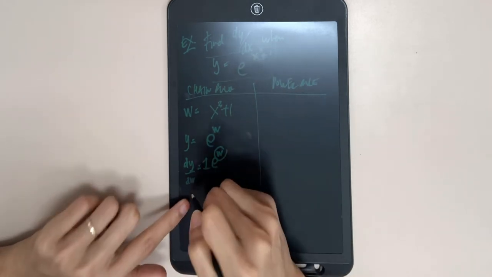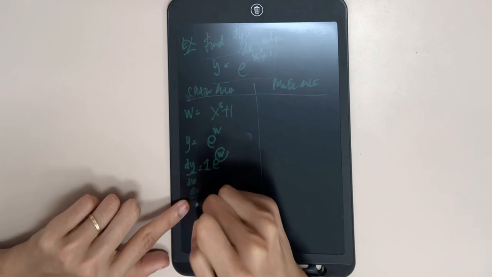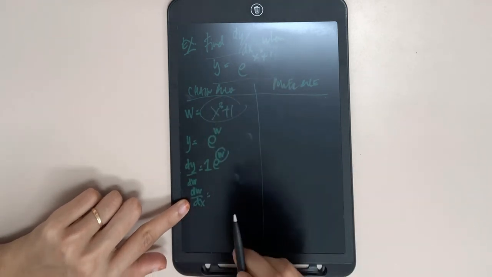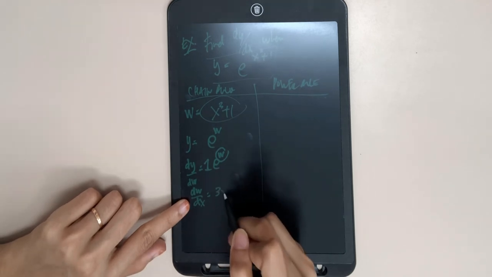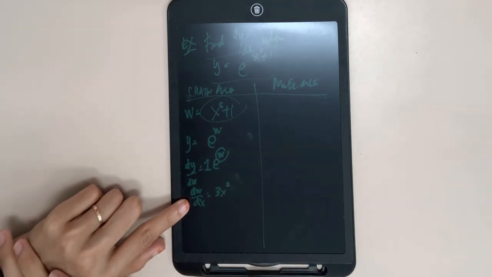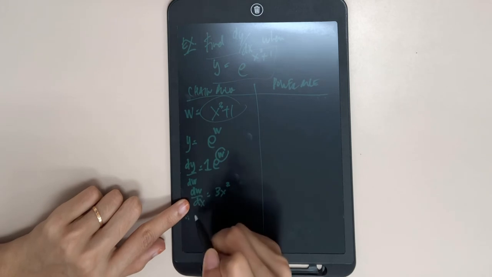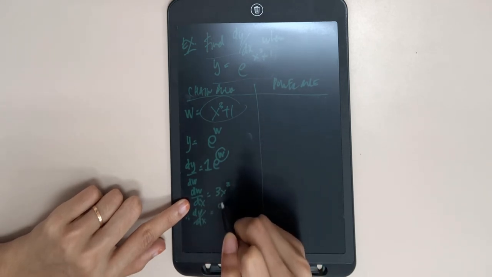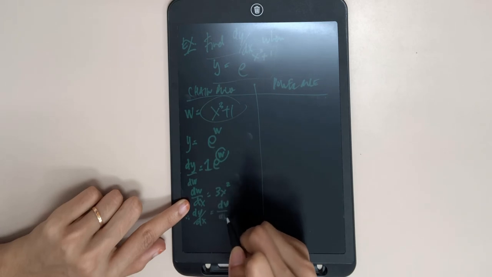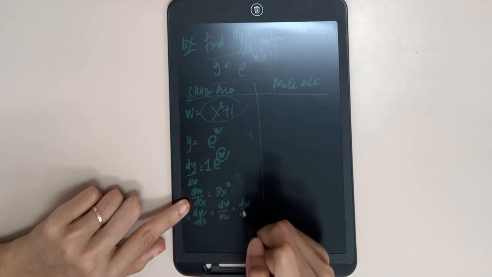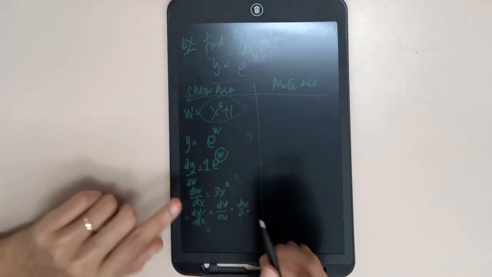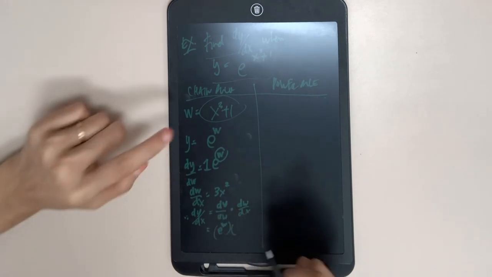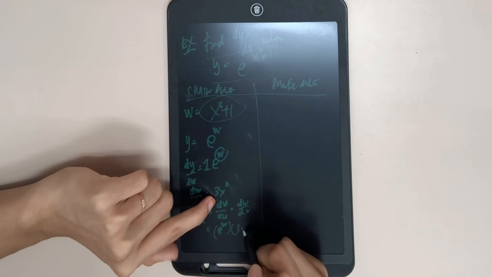How about the dw/dx? Okay. Differentiate this with respect to x. So you have 3x squared, right? Okay, then lastly, the question asks you to find dy/dx. So just substitute here. You write the formula first, dy/dw dot dw/dx. So dy/dw just now is e power of w, and dw/dx just now is 3x squared.